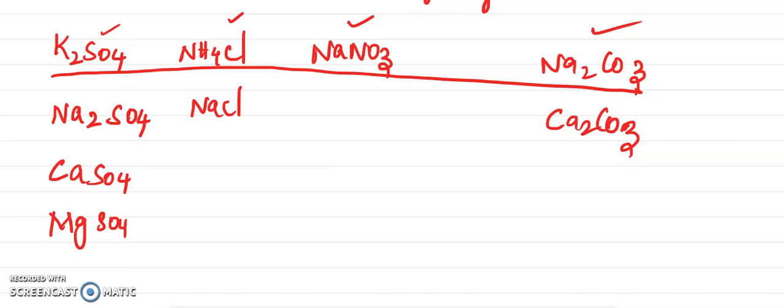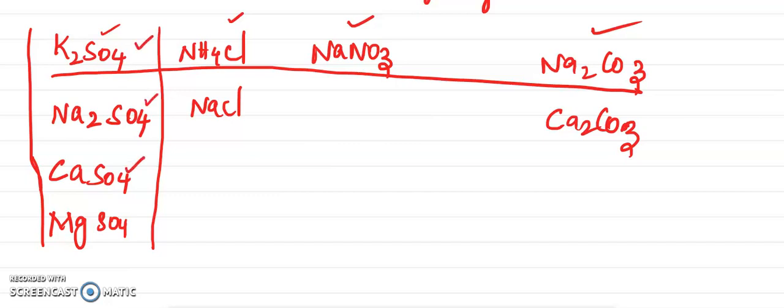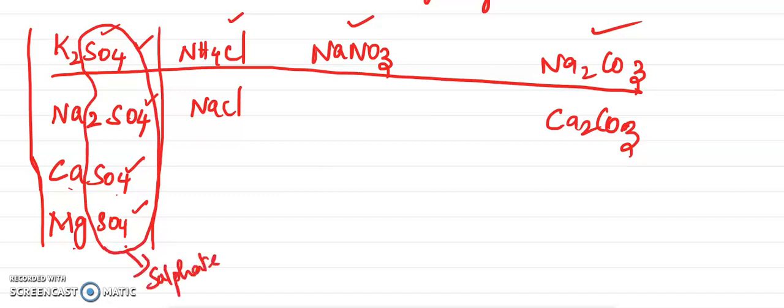But just see only this column. If you see only this column, can you find any common radical? Yes, of course, you find this common radical: here also SO4, this is also SO4, and this is also. That means potassium sulfate, sodium sulfate, calcium sulfate, magnesium sulfate. Now we can conclude that these salts are the sulfate family.